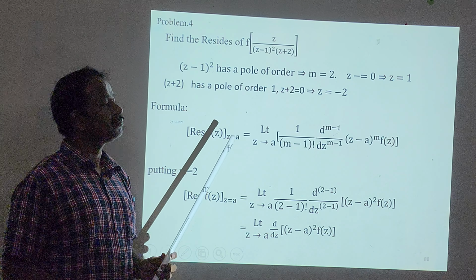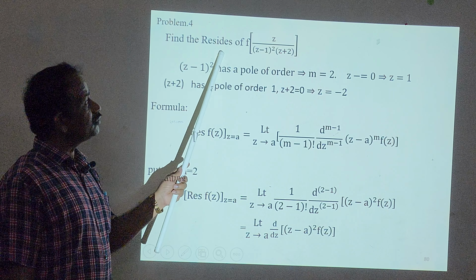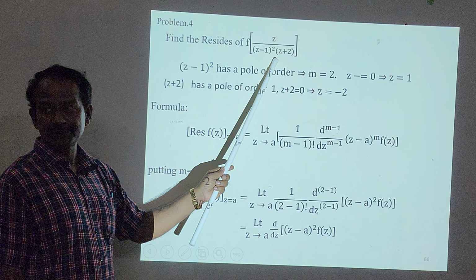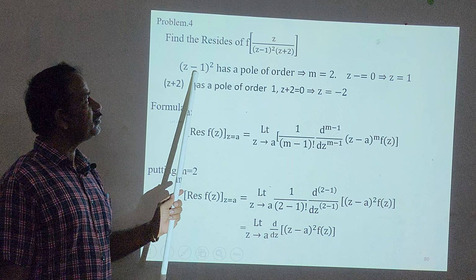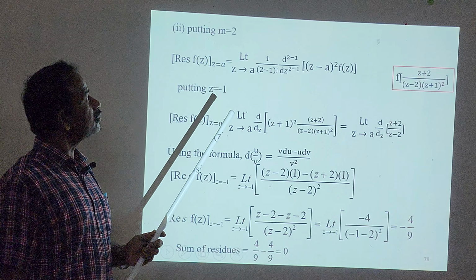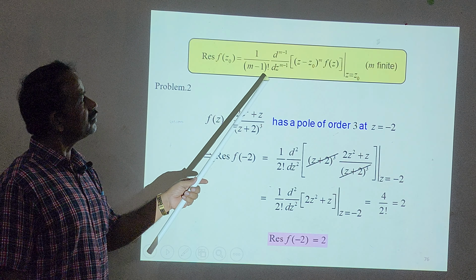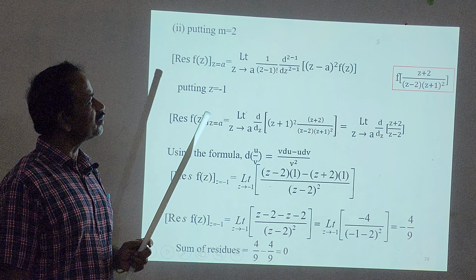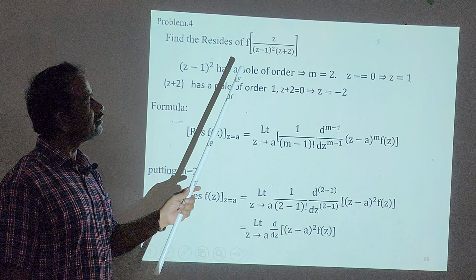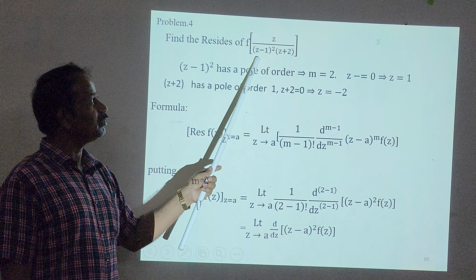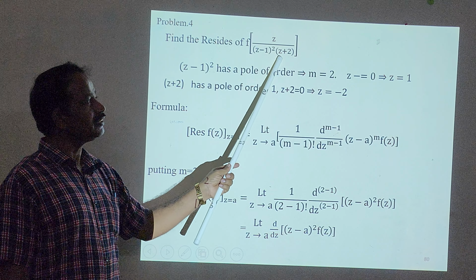So now we will go for problem 4. Find the residues of f of z divided by z minus 1 whole squared z plus 2. So z minus 1 whole squared has a pole of order. So earlier problem also, this is z minus 2 z plus 1 whole squared z plus 2. Similar problem or what? Is it so? This is different. This is z divided by z minus 1 whole squared z plus 2.